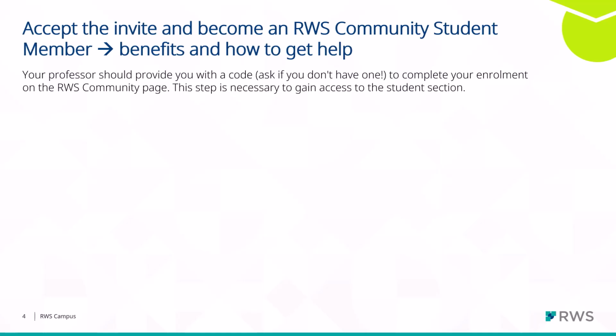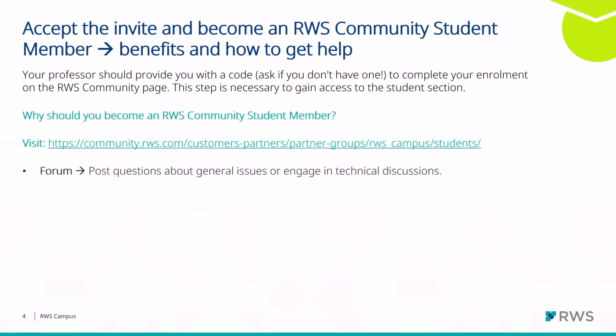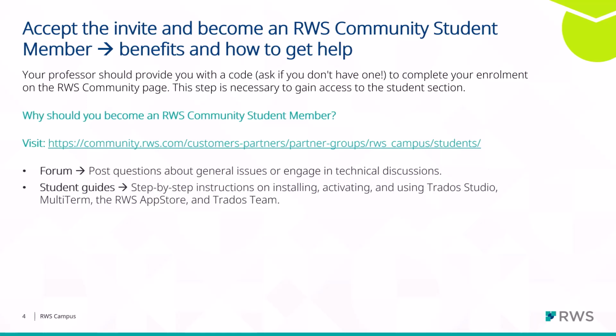When you are enrolled on an RWS Campus program, your professor should provide you a code to complete the enrollment on the RWS community page. Without this code, you will be a general member, but you will not have access to the student section. When you want to become a member, you will use this link and follow the steps that you will see in the first video. It's important to be a student member because you will have access to a forum where you can put a question about general issues or engage in technical discussion.